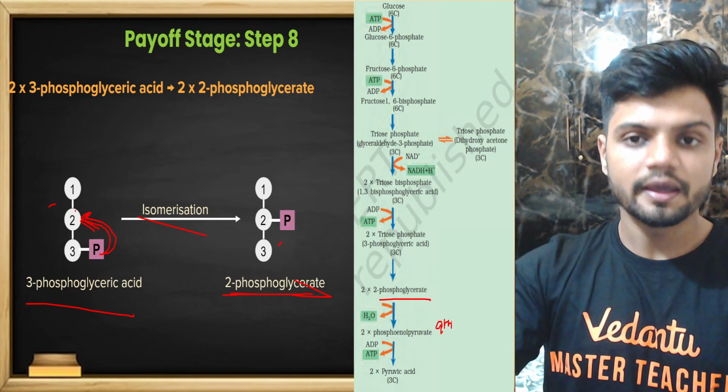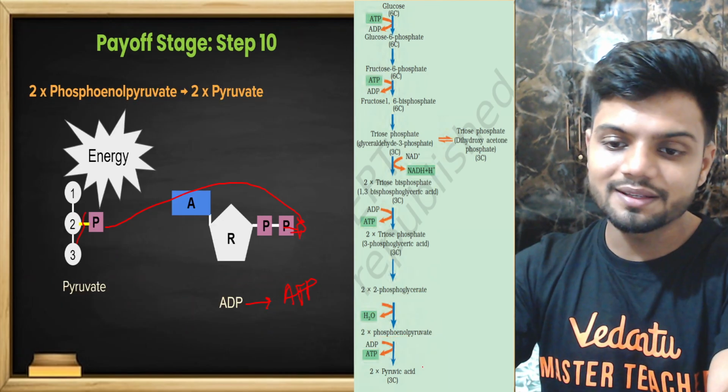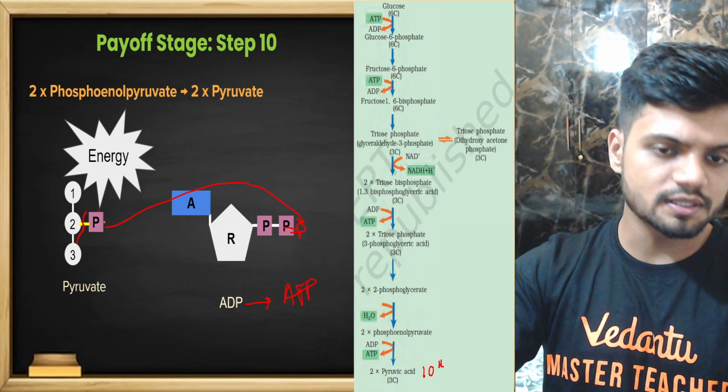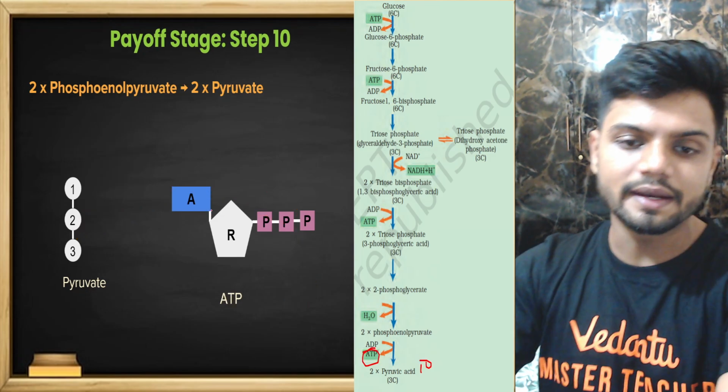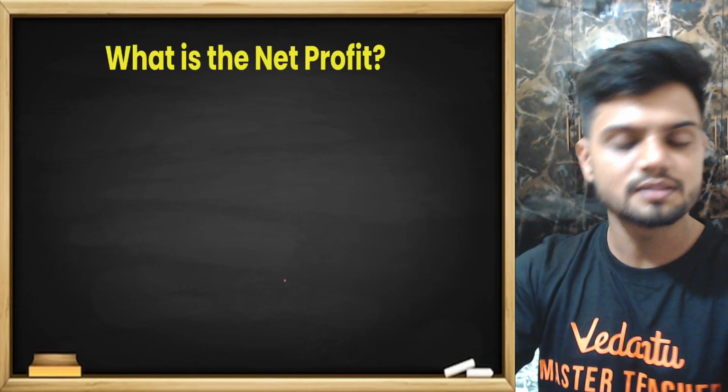A question can be asked: in which step is water lost? 9th step, water is lost. Okay. Now again the 10th step, what is happening? Same story. Bond is broken, phosphate is released, taken up by your ADP, getting converted to ATP. That is the 10th step. That is the end of it.